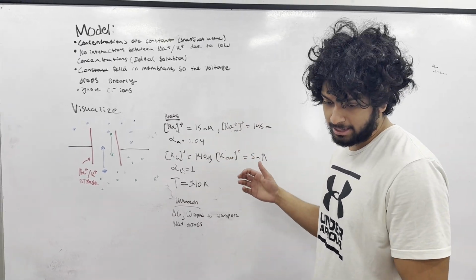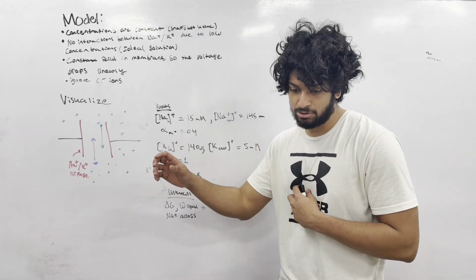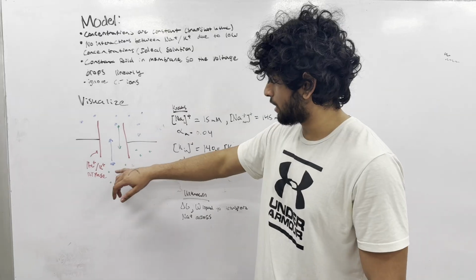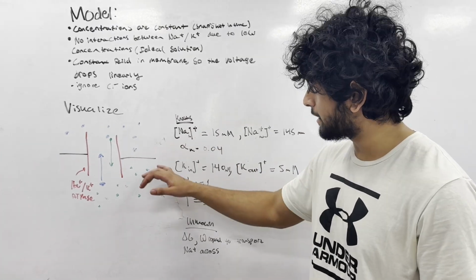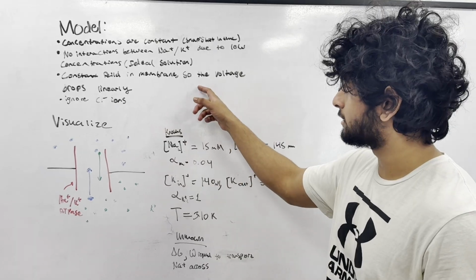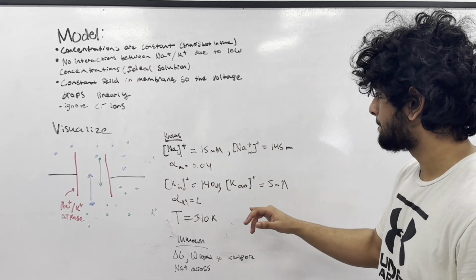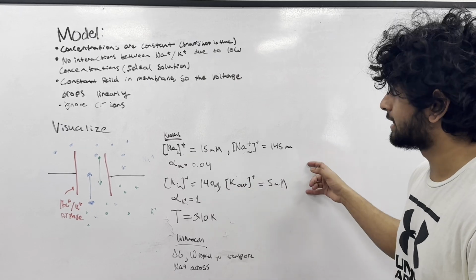For this question, we're going to go through a biophysics problem. We're going to calculate the Gibbs free energy and work required to move some sodium across this membrane. For this problem, we have a few assumptions. We're going to say the concentrations are constant throughout this problem, which are listed here.